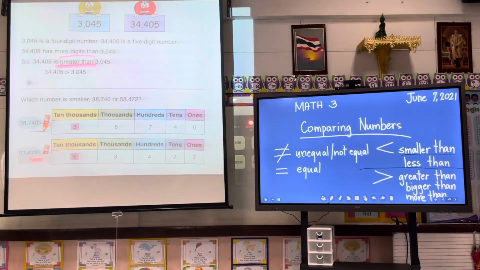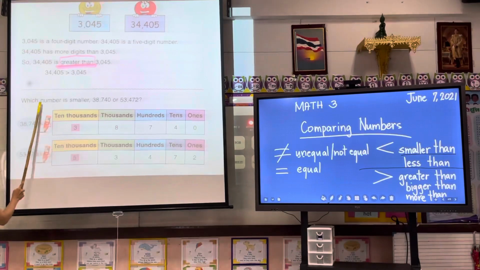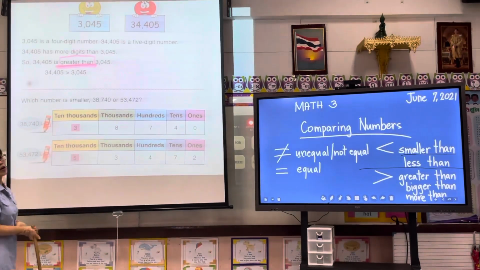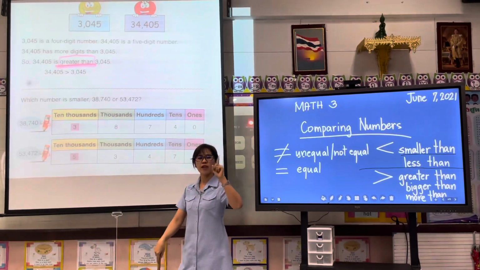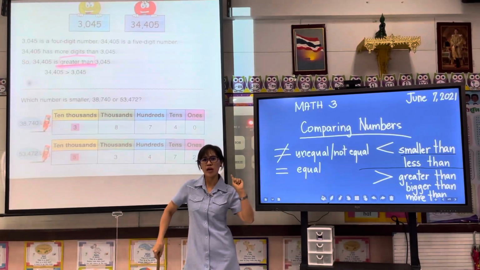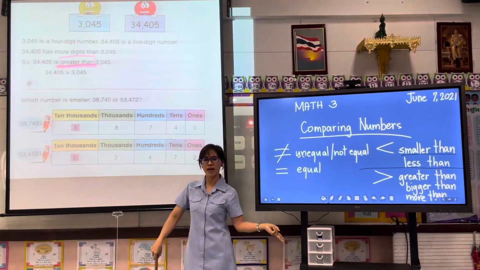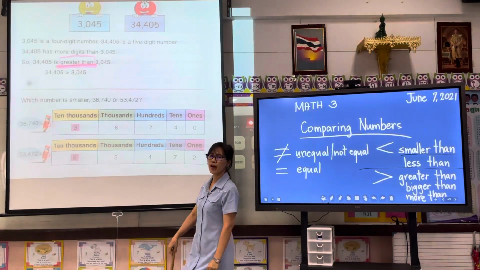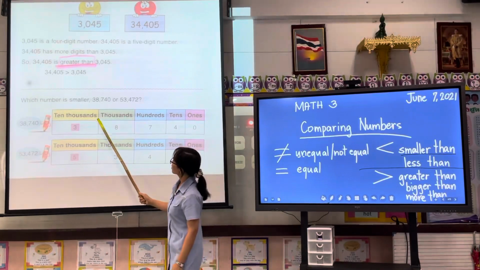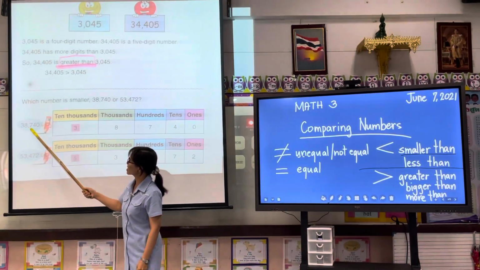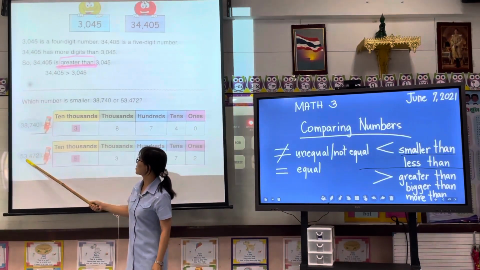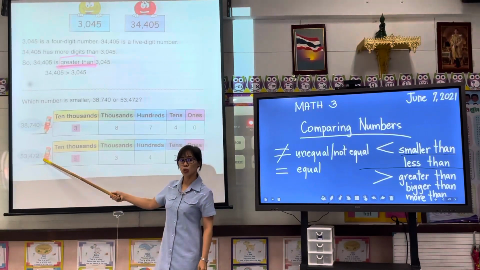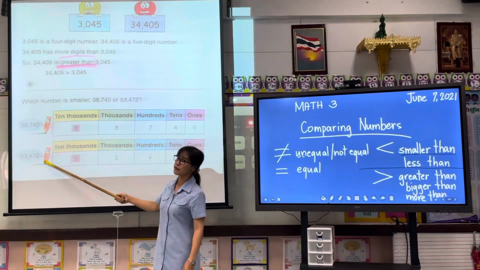So here, we're gonna compare two numbers. Of course, two numbers. Which number is smaller? Now, by the way, when we compare, we compare two numbers. Okay? If we have only one number, we don't need to compare. We compare two or more numbers. So here we have the number 38,740. Alright? And the second number is 53,472.